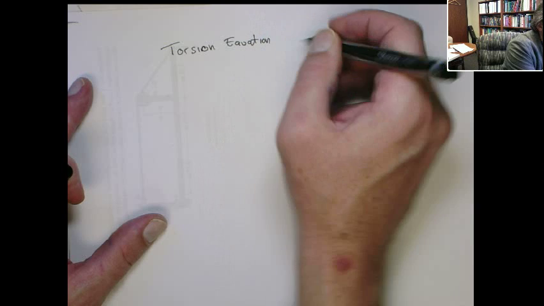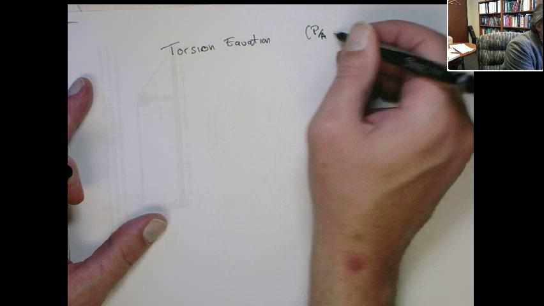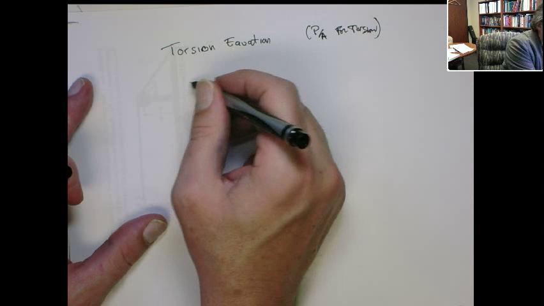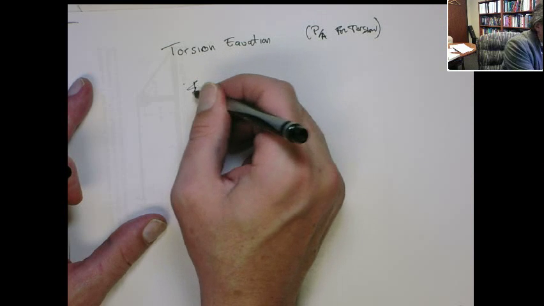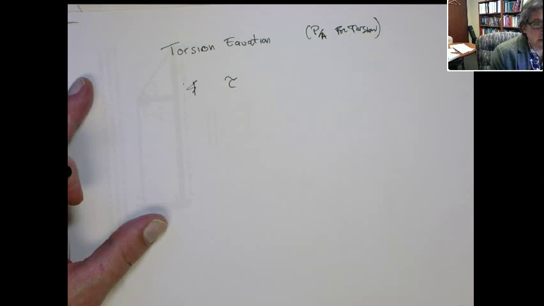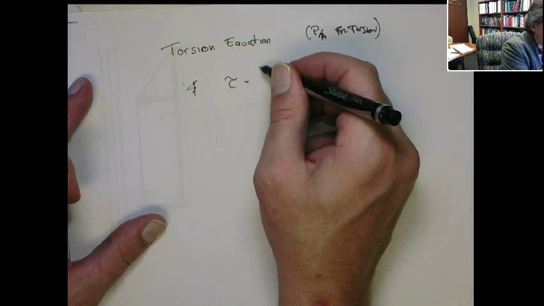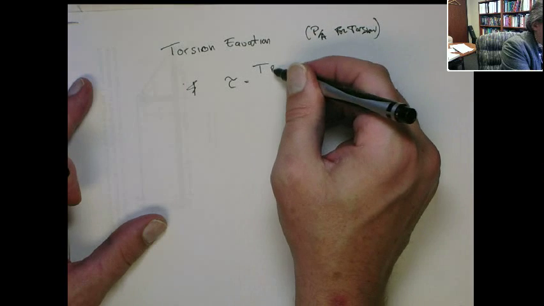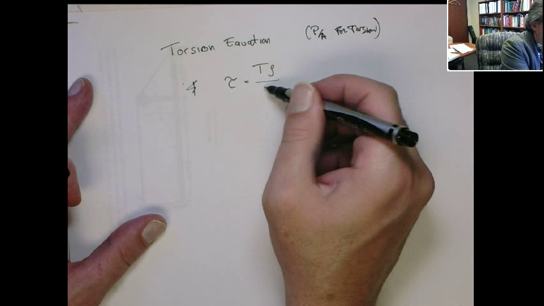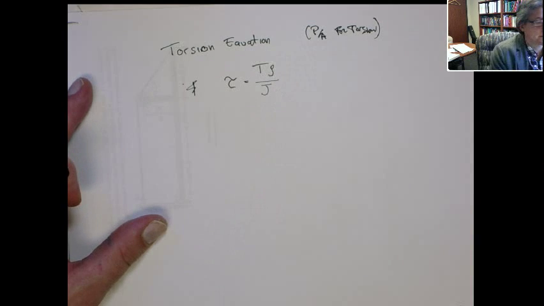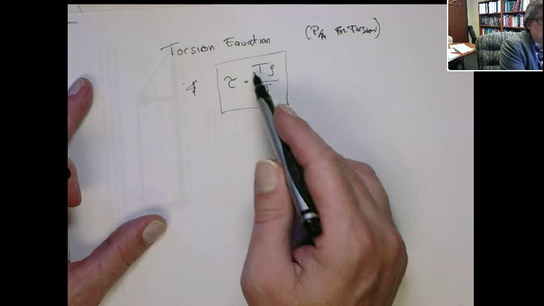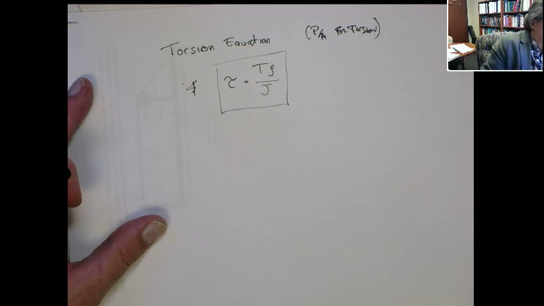This is basically P over A for torsion. The actual equation is as follows. The shear stress is equal to the internal reaction torque, T, that's T at a cross section, times the radial distance over this geometric quantity called J. We're going to derive this in a second. So this relates the internal reaction torque to the shear stress.